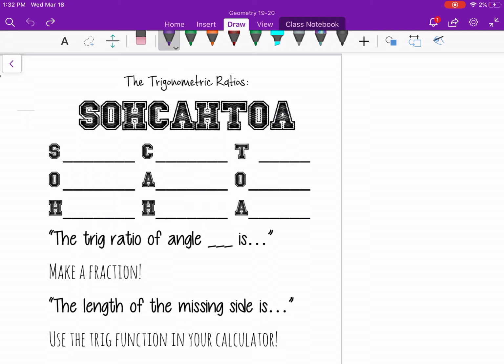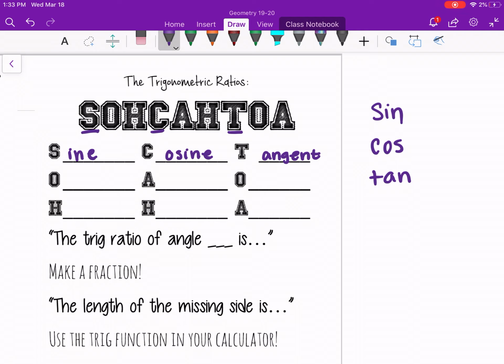So we are going to start with the acronym SOHCAHTOA. Hopefully you've heard of SOHCAHTOA before in your past. It is a funny mnemonic device that helps us remember the 3 trig ratios. And the 3 trig ratios are sine, cosine, and tangent. Spelled out, they're sine, cosine, and tangent, but we abbreviate them as sin, cos, and tan.